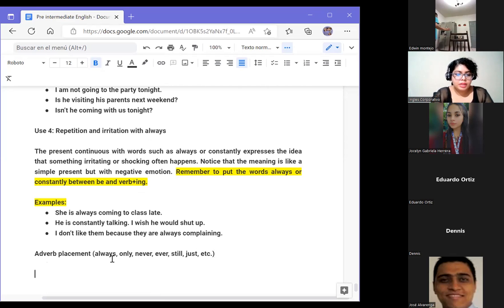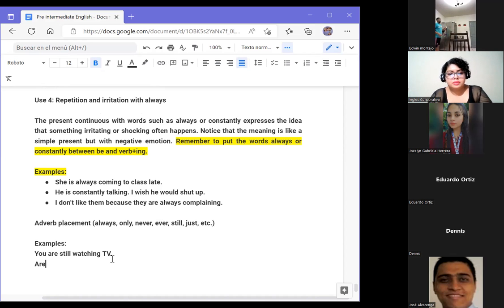So in this case, we have some examples. We have still, with the verb to be. And we have a question, are you still watching TV? So the place where we are going to use the adverb is between the verb to be and the verb with ing in normal sentences. In the case of the question, we are using the verb as the first word. In this case, we are going to use the adverb between the pronoun and the verb to be, but it's almost the same place in both.